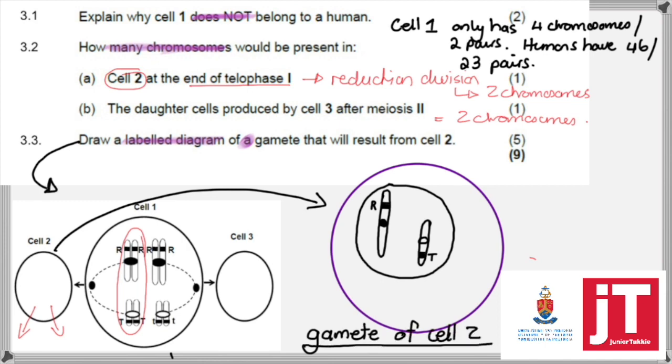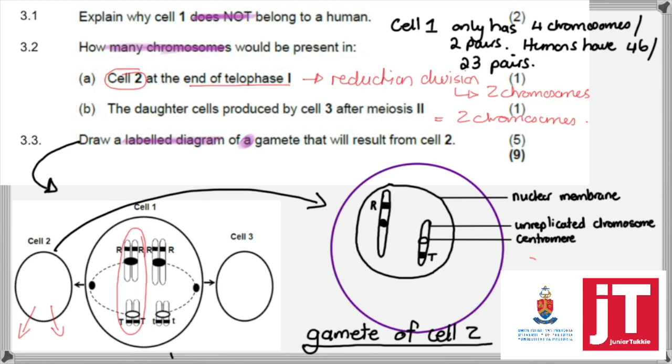So there we've got a gamete of cell 2, and when we get to labeling this diagram, we can label the nuclear membrane, we can label unreplicated chromosome, and we can label centromere. We can label cell membrane as well, but we look to put in at least 3 labels in a diagram like this. Generally speaking, we could be asked for 3, we could be asked for 2, but it just asks us to label. So my suggestion is to give at least 3 labels that you know are correct in your diagram.